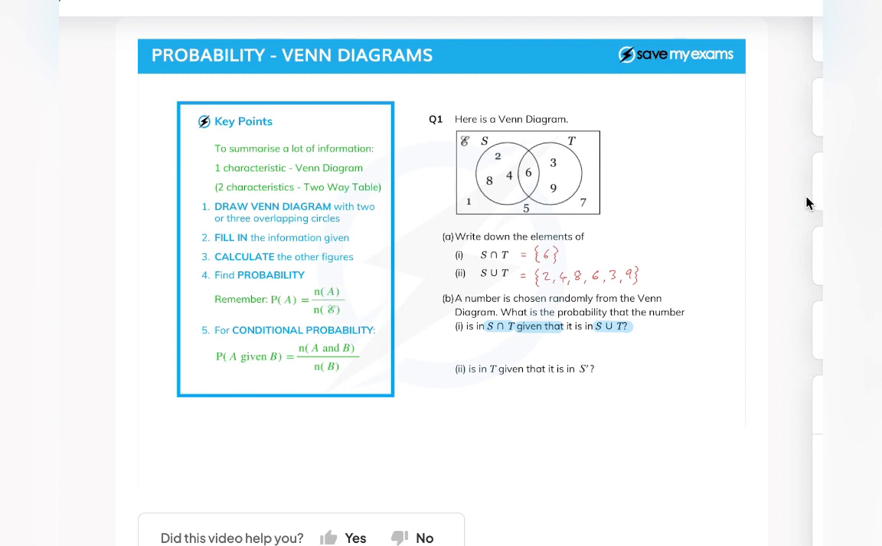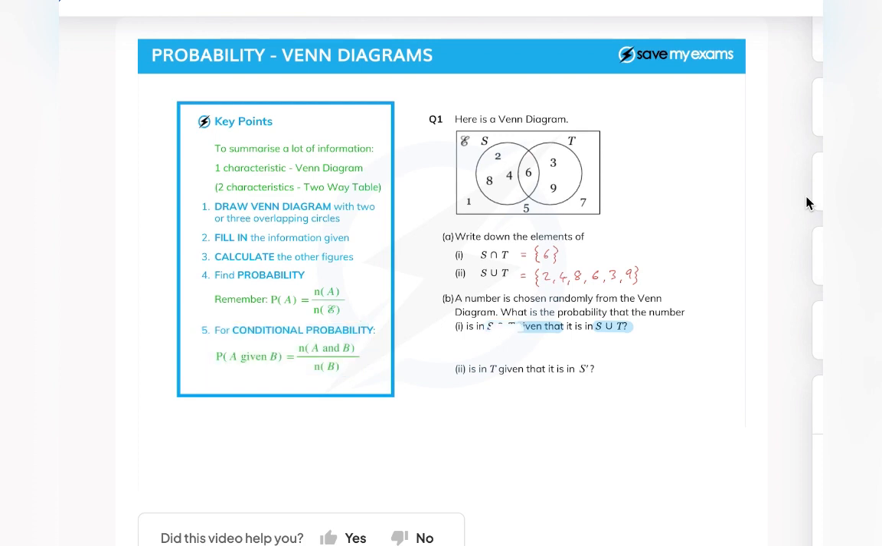Now that given that in the middle means we are in conditional probability territory. Okay, and we need to know about that. So let's have a look at the last key point on the left. To find the probability of A given B, let's say, we find the number of elements in A and B, in other words in the overlap, and divide by the number of elements in B.